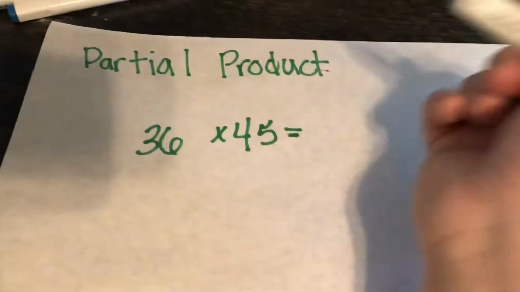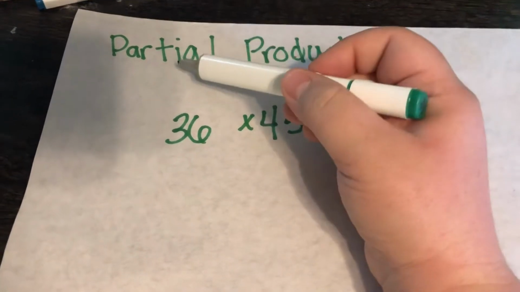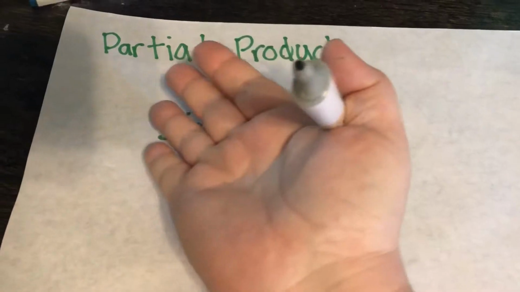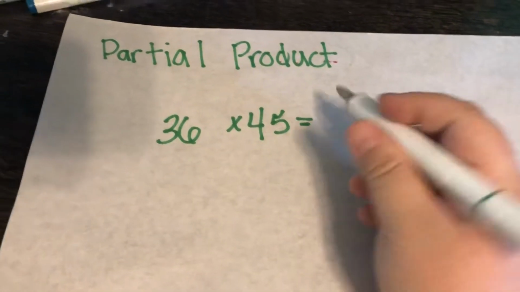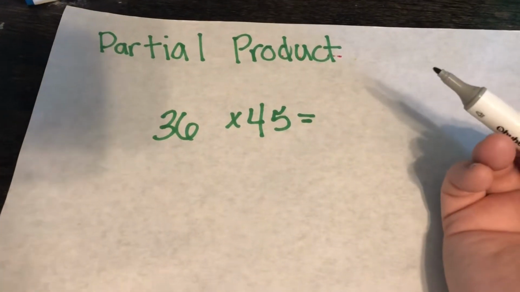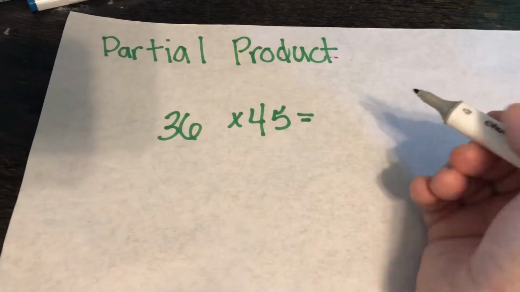Now, partial product. We know that product is the answer to a multiplication problem, and partial is just part of. Partial, part. Okay, so our equation is 36 times 45. Now, how do we break that apart so it's easier to multiply?